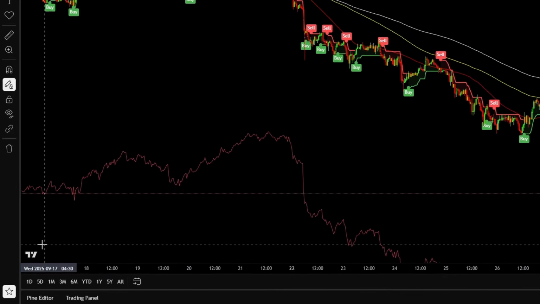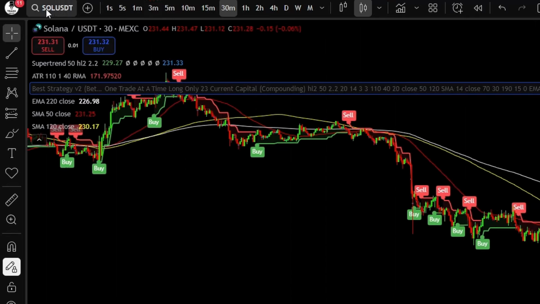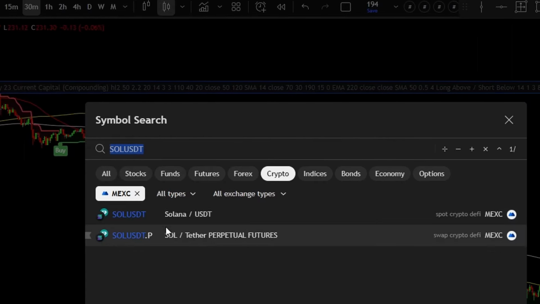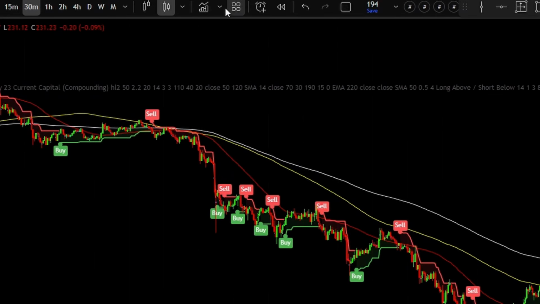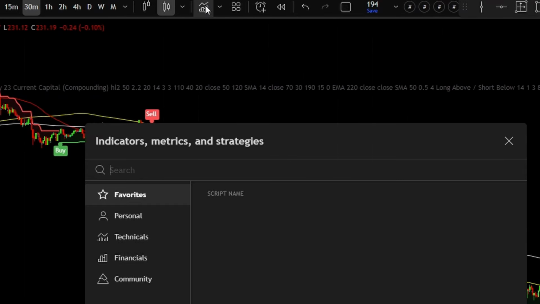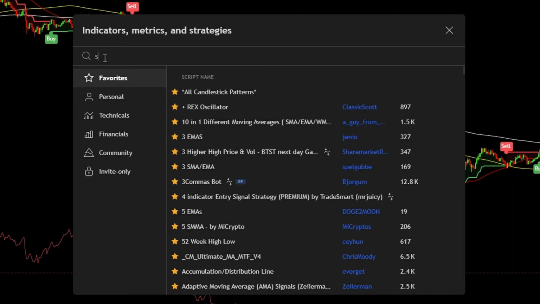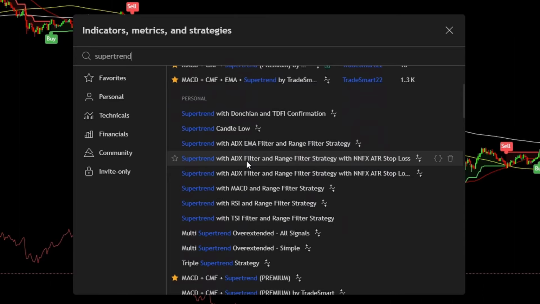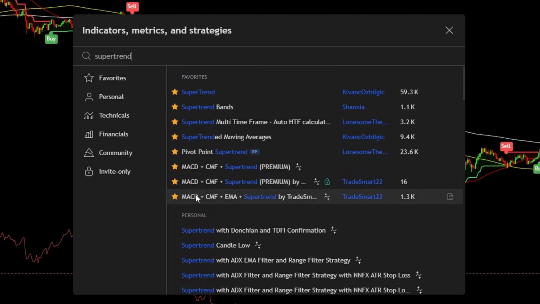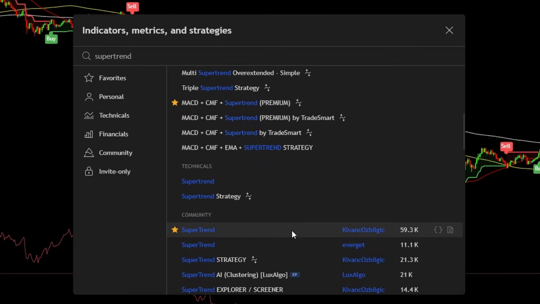Okay, for this strategy, first head over to TradingView and set up the Solana USDT chart on the 30-minute time frame. And now let's add our indicators. Open up the indicators tab right here and first search for Super Trend. This strategy was again made with our best strategy version 2 script, and our main entry signal indicator will be the Super Trend. Add this one to your chart.